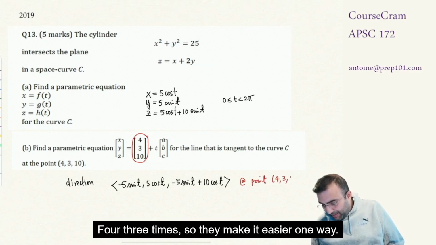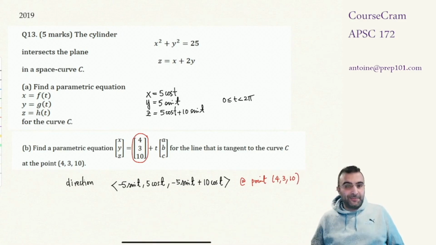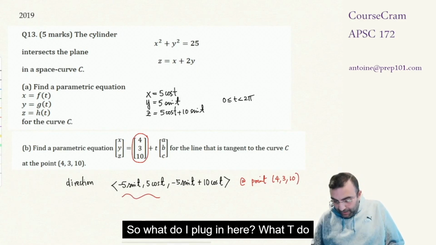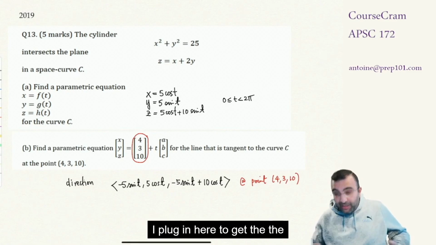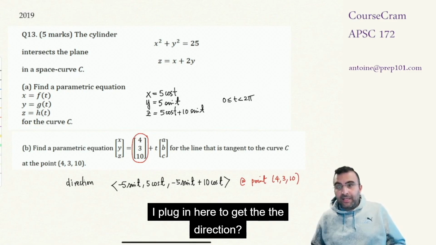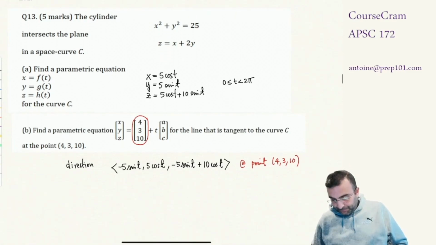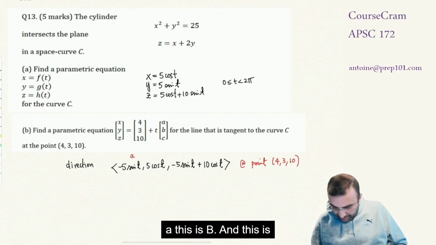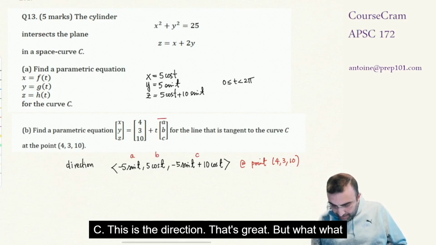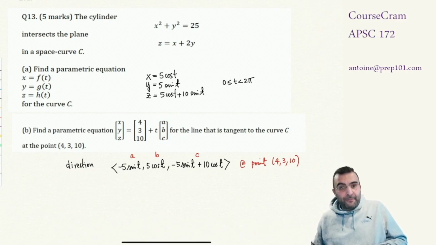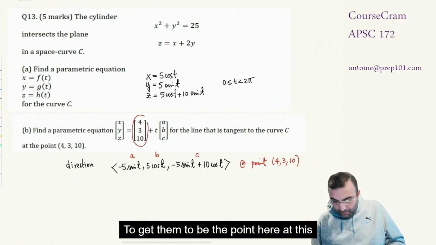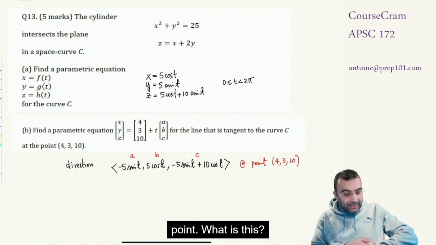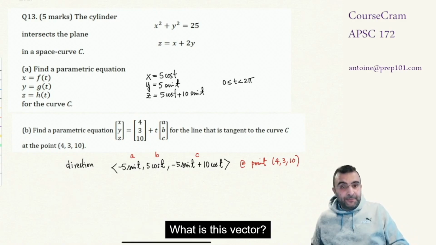So they make it easier one way, they make it harder the other. So what do I plug in here? What t do I plug in here to get the direction? You understand what I'm saying? So I need this. This is A, this is B, and this is C. This is the direction. That's great. But what do I plug in to get them to be the point here? At this point, what is this vector?